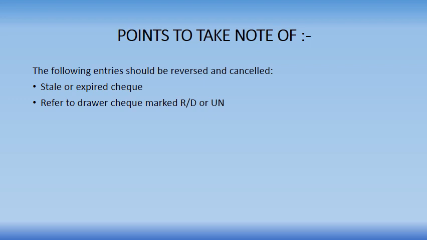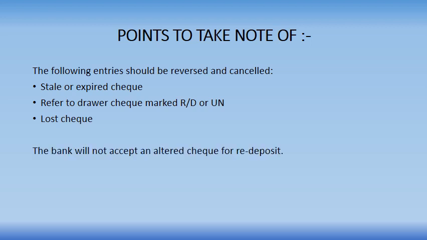Refer to drawer check, usually marked with the letters RD or UN on the bank statement. This is a check that has been dishonored by the bank, or a bounced check due to insufficient funds in the account of the drawer, or it could be a post-dated check. The last item is a lost check. Note that the bank will not accept an altered check for redeposit.